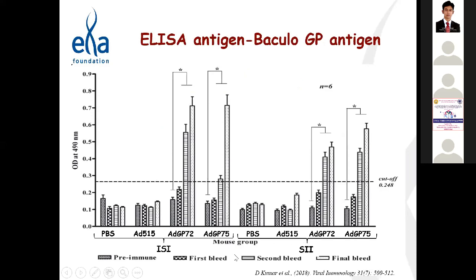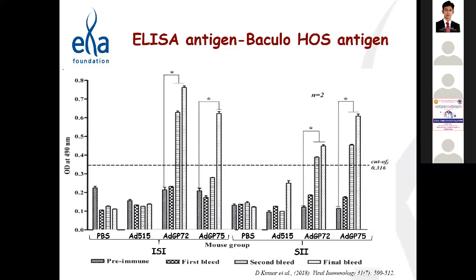This is true across both the immunization regimens that were followed, and we can see a corresponding increase in the last two groups as well. Similarly, when we used the baculo higher order structure antigen as the ELISA antigen, we could see a similar spike in the response after the second and third dose, and you can see the increase in the response in only the specific groups.